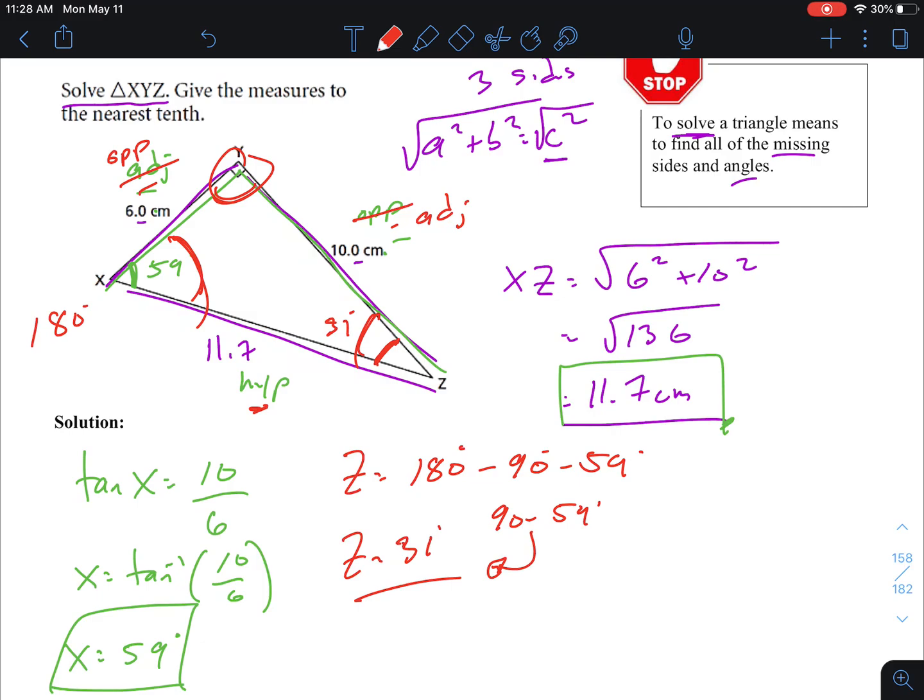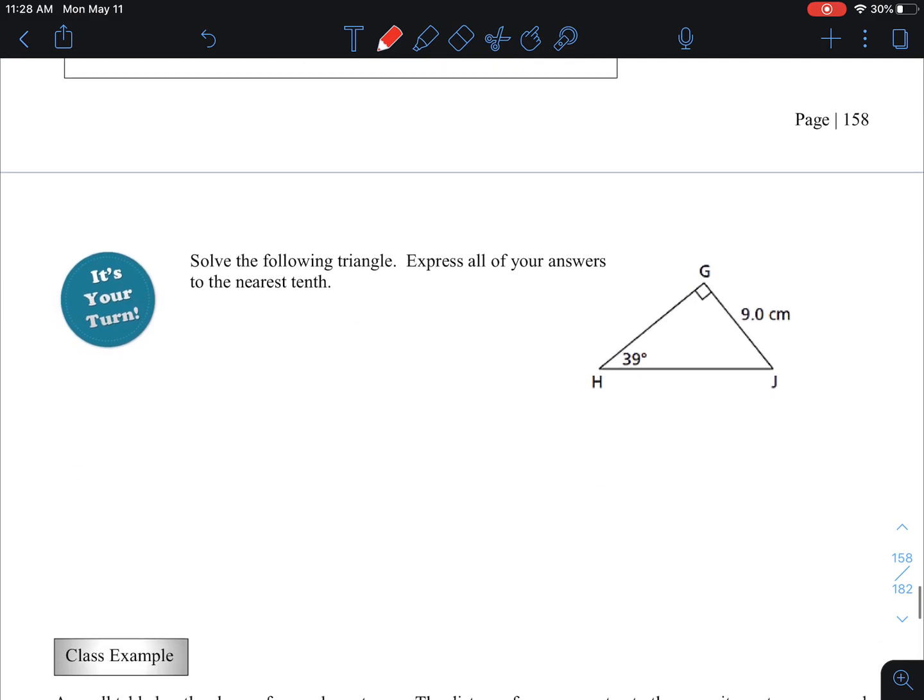All right. So next example here. Solve the following triangle, express all answers to the nearest tenth. Okay, so once again, right, solving means determine all unknown sides, determine all unknown angles here.